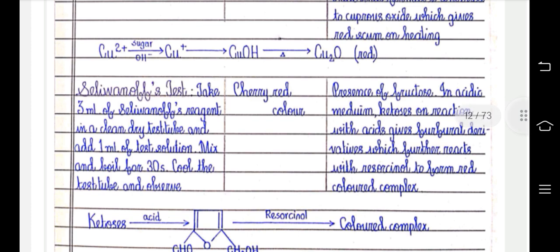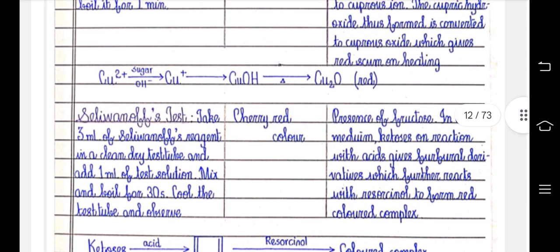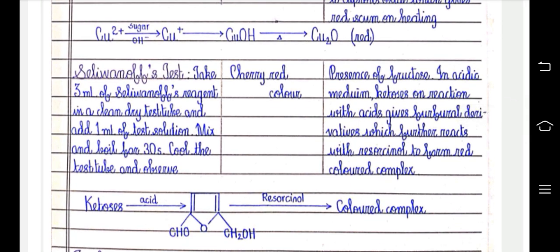Seliwanoff's test. Take 3 ml of Seliwanoff's reagent in a clean dry test tube and add 1 ml of test solution. Mix and boil for 30 seconds. Cool the test tube and observe. Cherry red color. Presence of fructose. Remember, Seliwanoff's test is for fructose. Earlier we mentioned Barfoed's test that creates a red scum. Then Seliwanoff's test: take Seliwanoff's reagent, add the solution into it and heat it. That will create cherry red color.